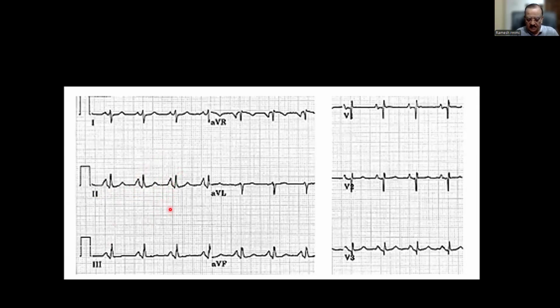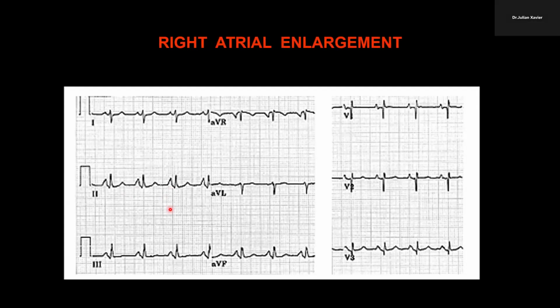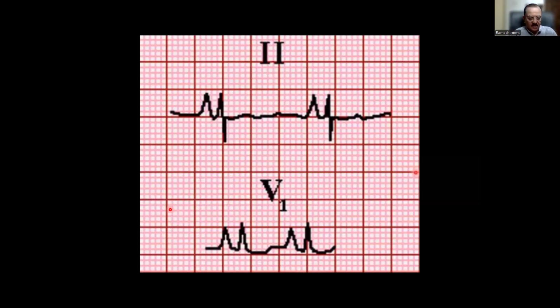So what is the diagnosis here? Right atrial enlargement. Super. See here. See the tall P wave in lead 2, as tall as the QRS itself. The moment you see that, you know there is a right atrial enlargement. Immediately you can say that.